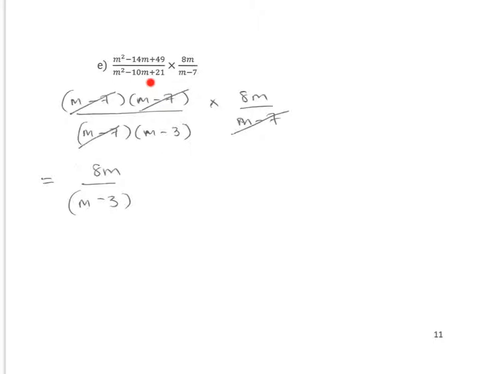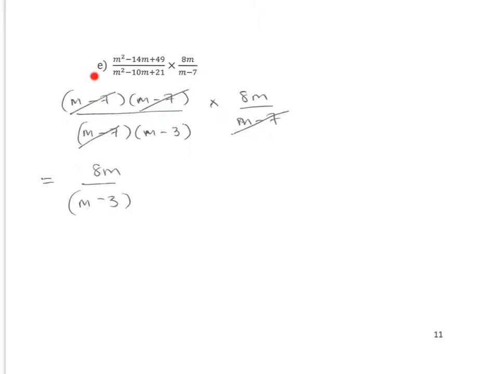On the denominator of that first fraction, we have another quadratic, and that can be factorised to give m minus 7 times m minus 3. And then in the second fraction, there's nothing there that we can factorise. Looking to see if we can do any cancelling, I've got an m minus 7 here, which can cancel with an m minus 7 on the numerator of the first.